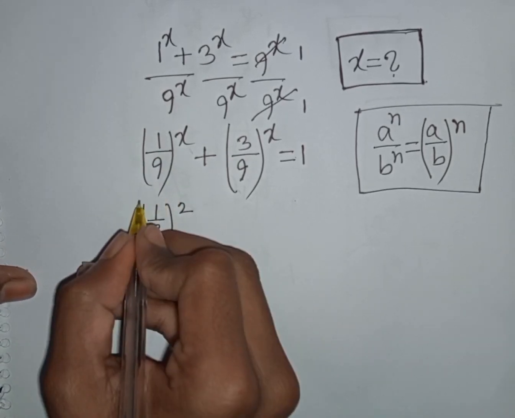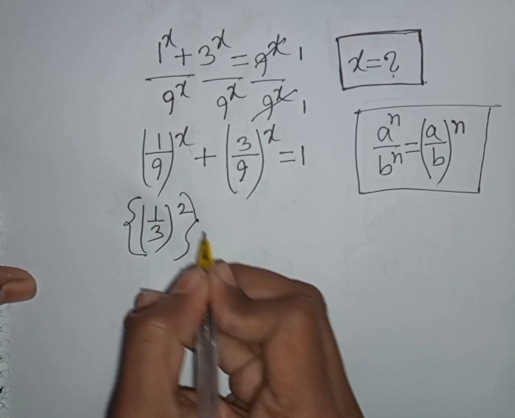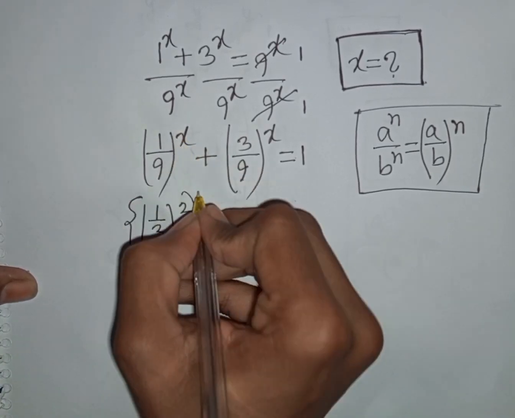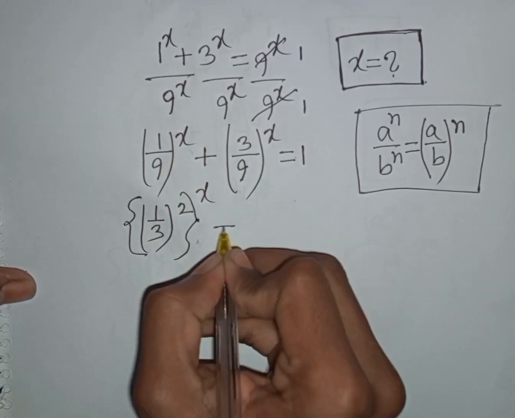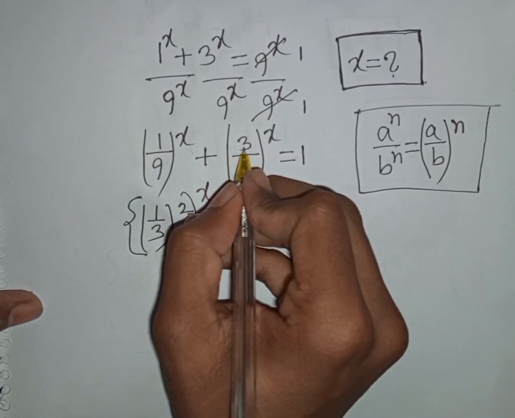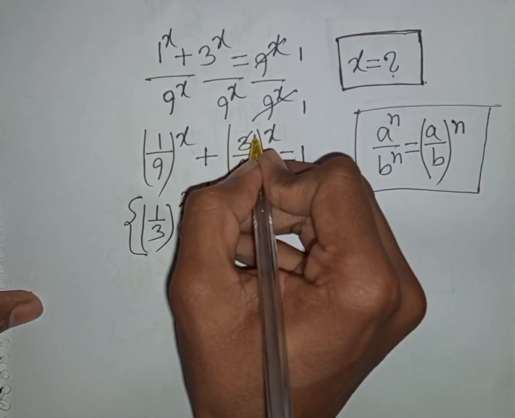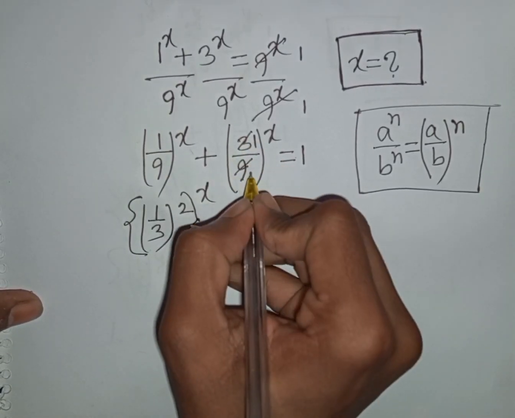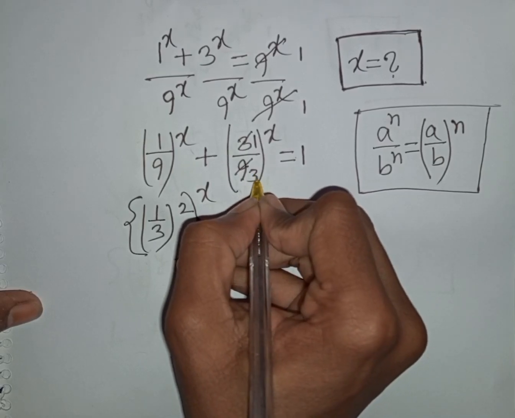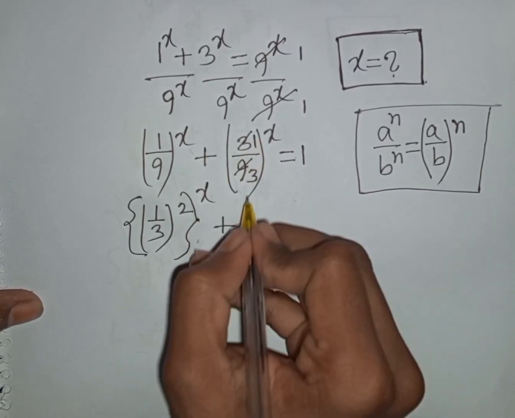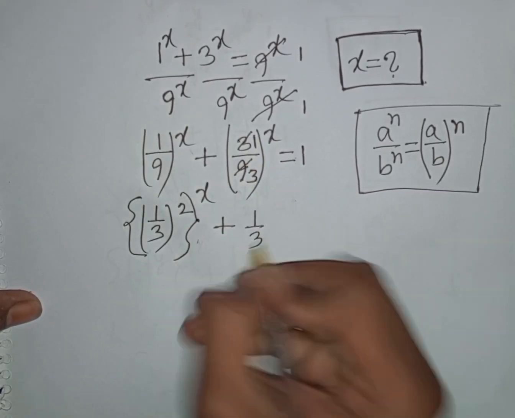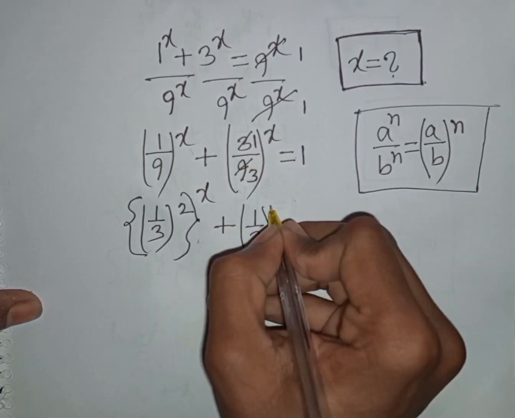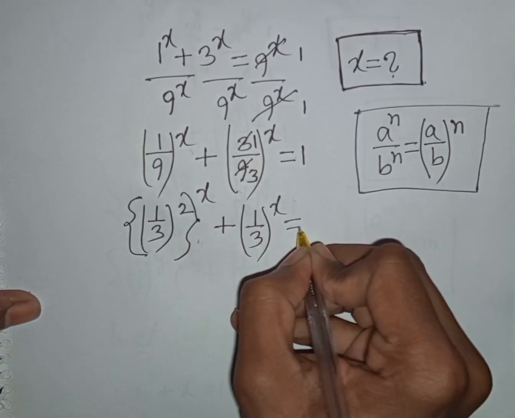Then this first bracket can be written as second bracket, then power of x plus, here 3 divided by 3, that means it will be 1. 9 divided by 3, that means it will be 3. So we have 1 over 3, then bracket power of x is equal to 1.